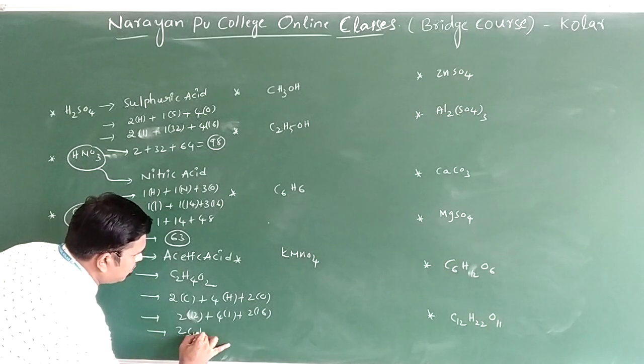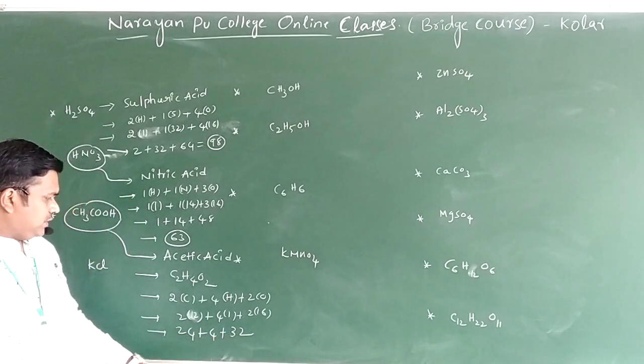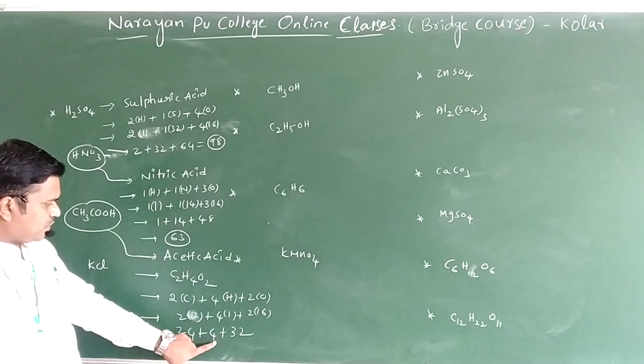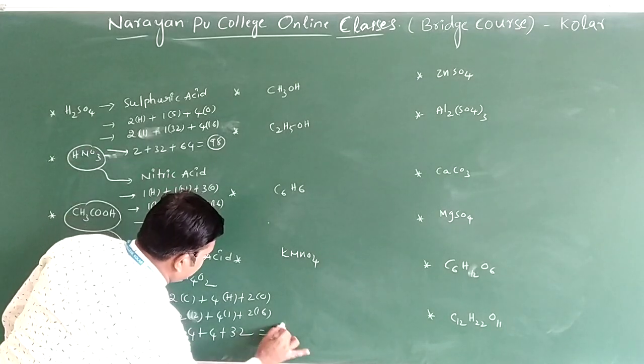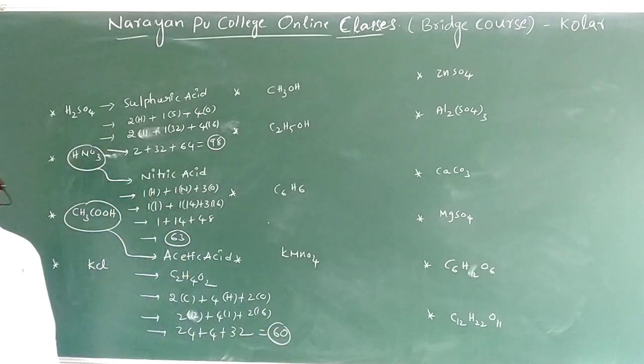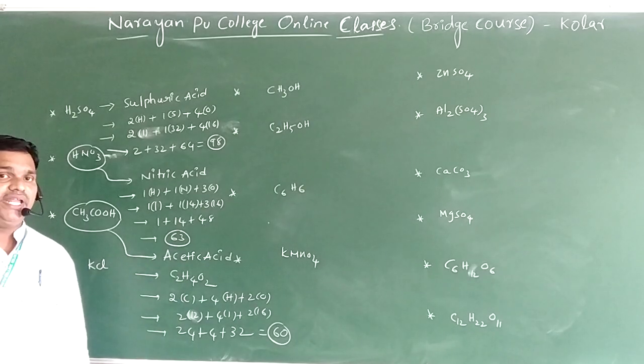So this is 24 plus 4 plus 32. 24 plus 4 is 28, plus 32, and how much will you get? 60 is the molecular weight of this one, acetic acid. What is the other name of acetic acid? You can say vinegar also.